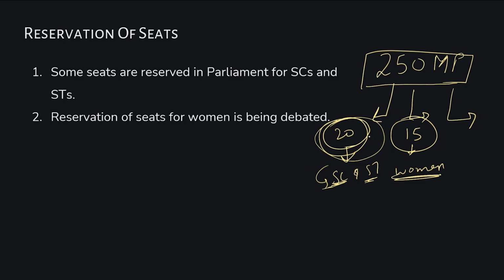This is what I mean to say, that between these 250, 12 are going to be the ones which the president elects directly, right, which we studied. 20 are going to be the ones who will be SCs and STs. 15, this is the minimum, will be those for the women. So these are reserved in the parliament to become the member of the parliament. Again, this is a hypothetical figure. We're just assuming the figures in order to make you understand.